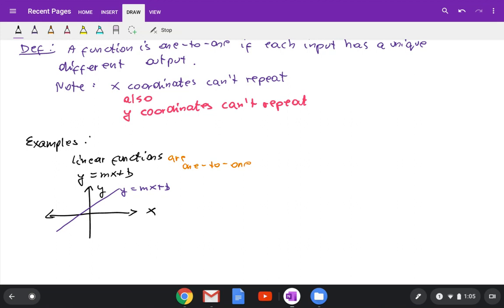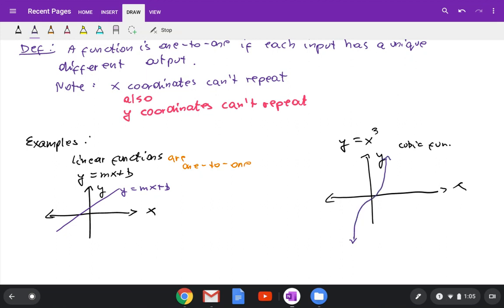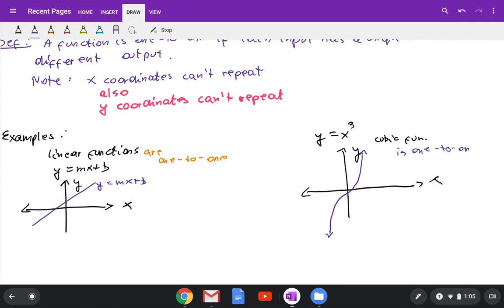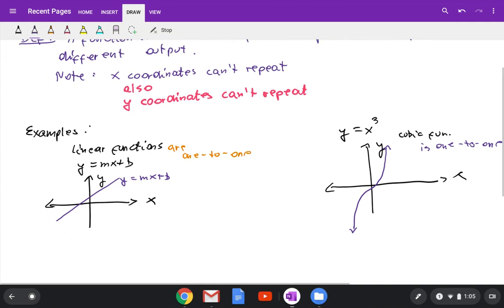Another example of a one-to-one function is y equals x to the third power. So this is the cubic function. Let's just review how the graph looks. The cubic function, this is how the graph looks, is also one-to-one. Each x has a unique y value. Okay, y coordinates don't repeat.